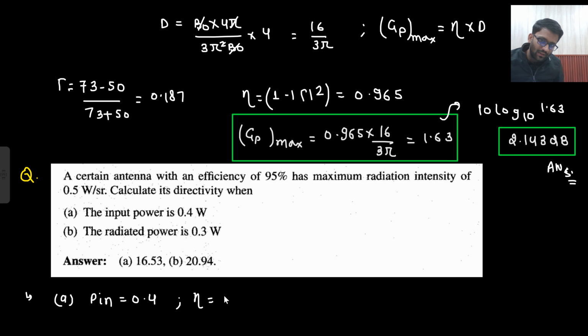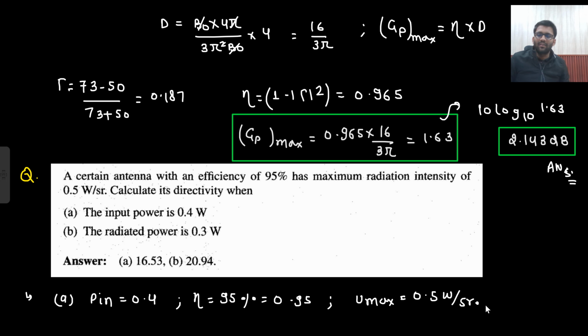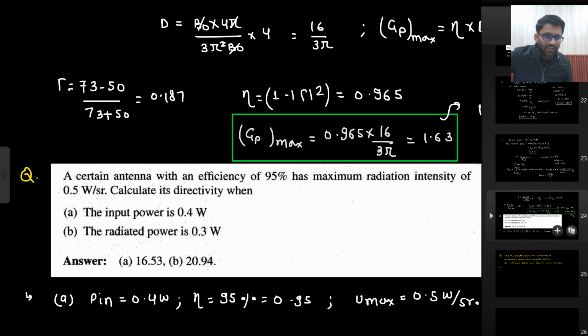Eta is given, 95%, that means 95% of the power will be transmitted, or you can say 0.95. 95% is equal to 0.95. And Umax value is given. Maximum radiation intensity, Umax, is 0.5 watt per steradian. And input power is also given. What you need to find? You need to find directivity.